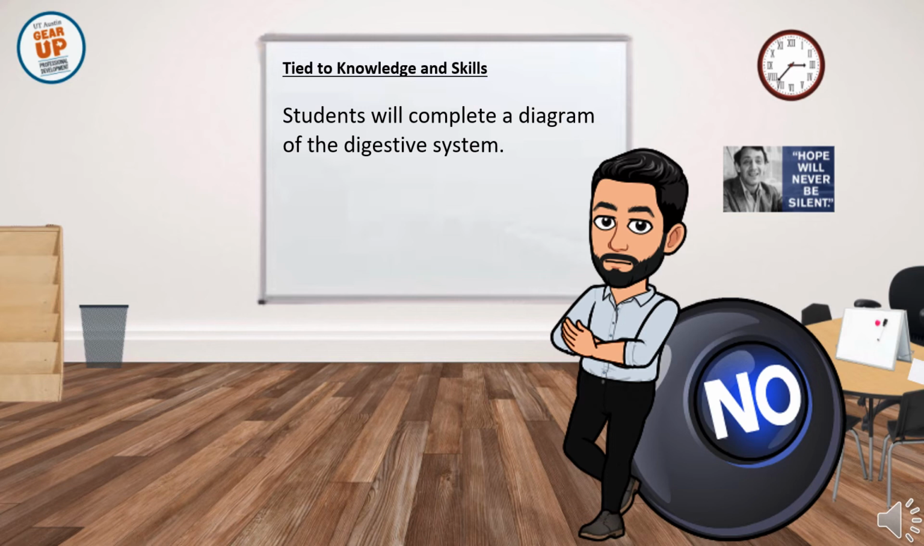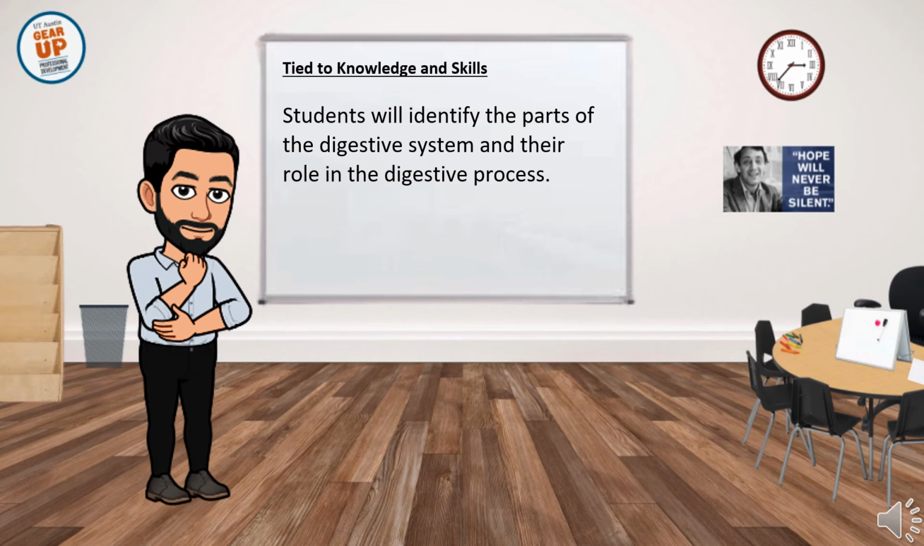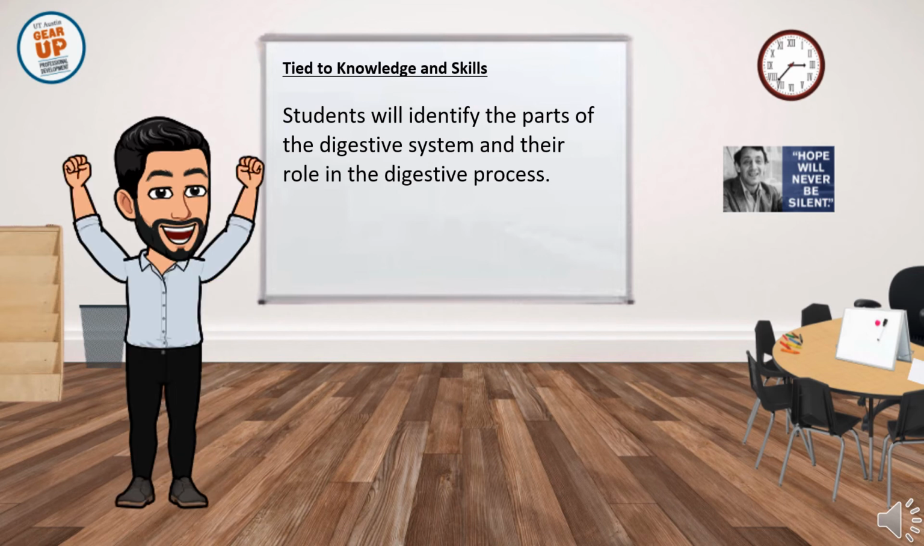Revision is required. Here's another potential objective. Students will identify the parts of the digestive system and their role in the digestive process. This objective is focused on the knowledge students will learn. This objective is used to show their learning. This objective is now an effective objective.